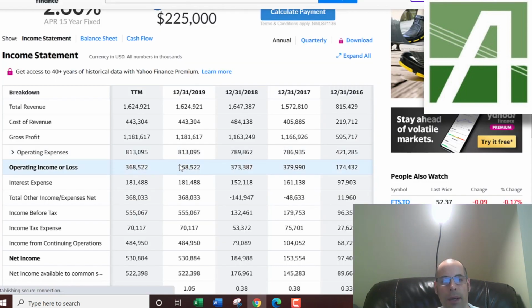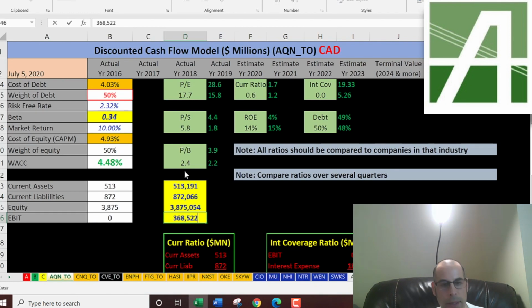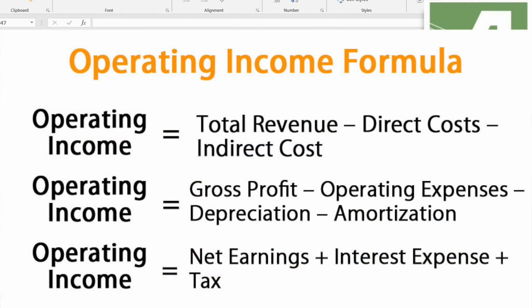Now we'll get the EBIT, earnings before interest and taxes. That's called operating income on the income statement. And that's $368 million. That's how much money the company generates from its operational business, but before it pays things like interest and taxes.